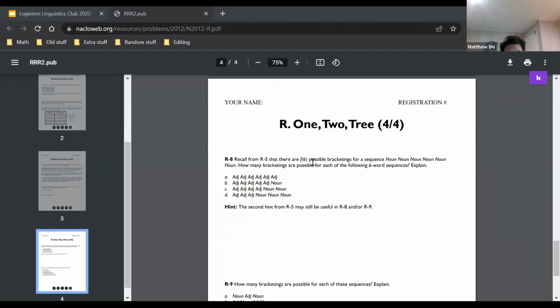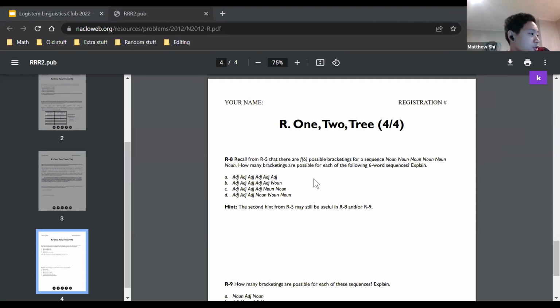Okay, I'm going to move on to R8. So recall from R5 that there are F of 6 possible bracketings for the source sequence noun, noun, noun, noun, noun, noun. How many bracketings are possible for each of the following 6 word sequences, and explain why. I'm not going to give any time for you to solve because I'm running short on time already. So the first one is 0. If it's all adjectives, you don't have a noun, so it's not plausible. B, you only have one noun, so you only have one choice.